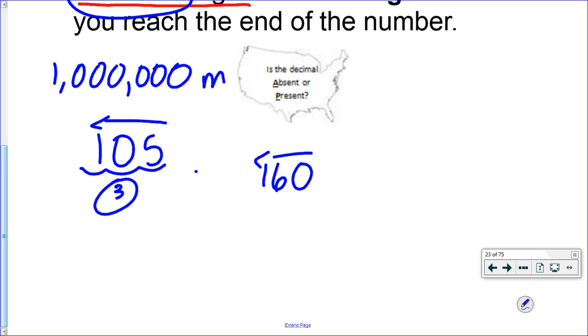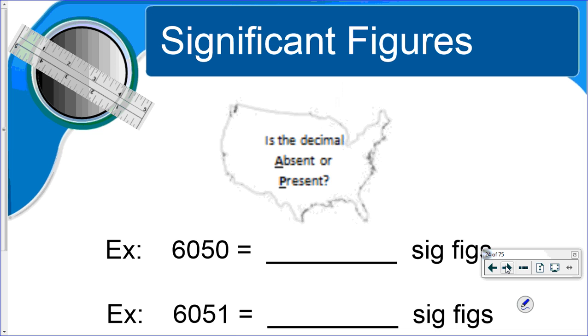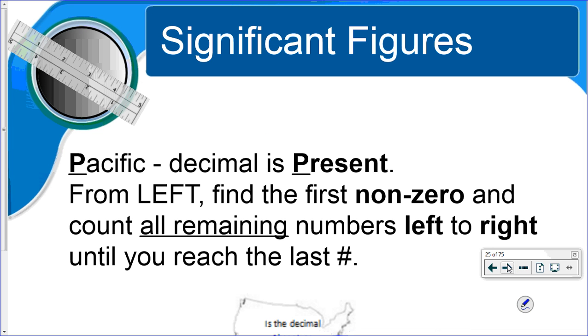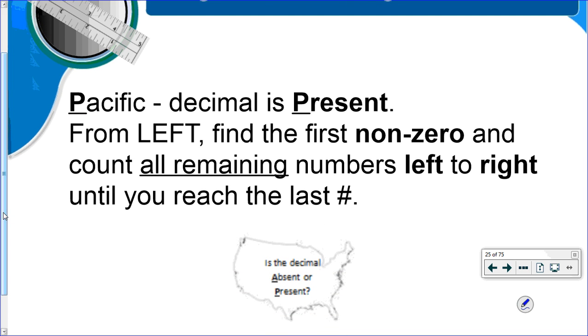Just 1. Okay. Now let's look at when the decimal point is present. What hand can you make a P with? Your left or your right? Your left. Okay. You are going to do the same thing, except we're going to go from left to right. And again, same thing, starting with the first non-zero number, and all numbers after that, until you reach the last number. Okay. So let's look at some examples.